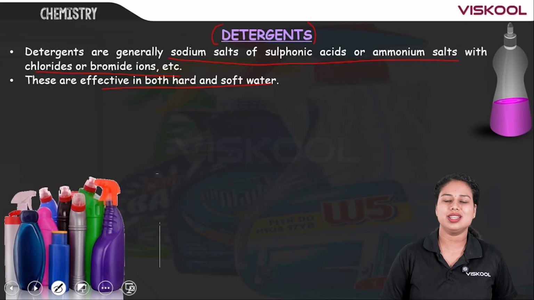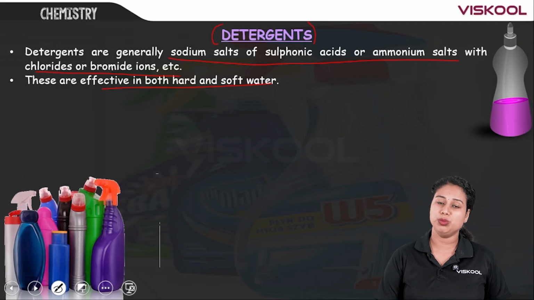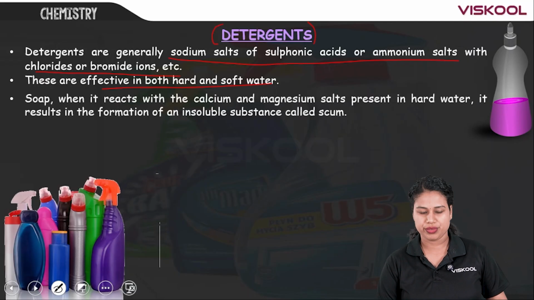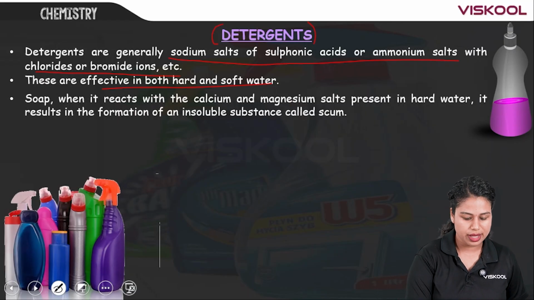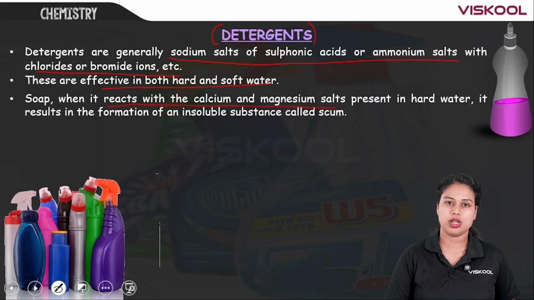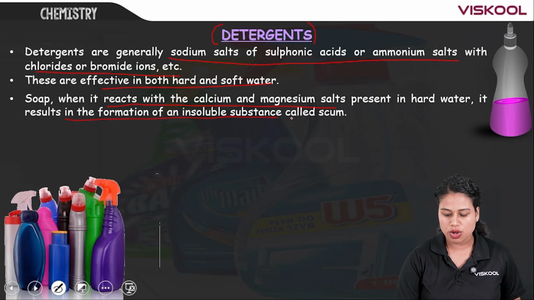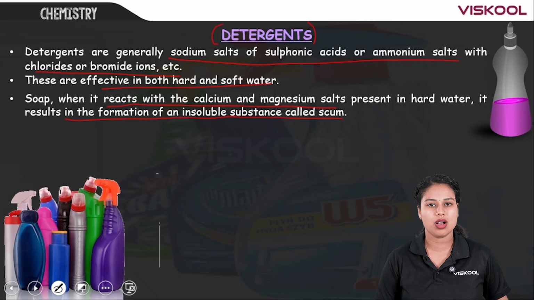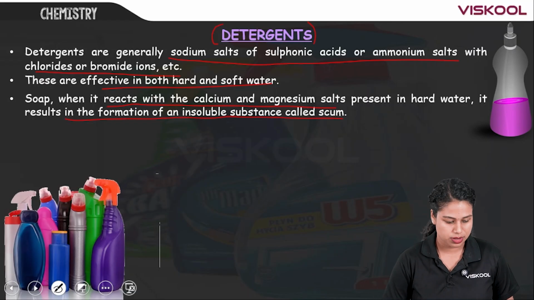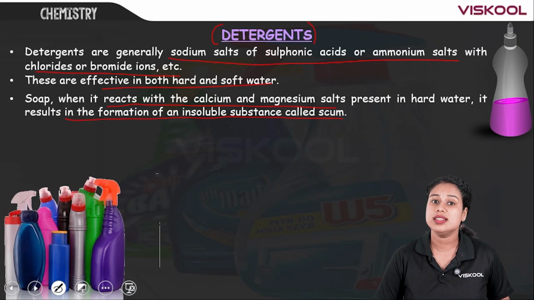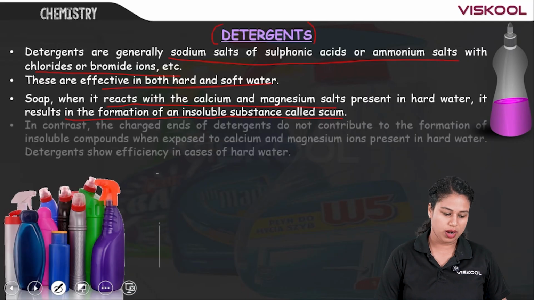But even though detergents are very effective in both hard water and soft water, soap, when it reacts with the calcium and magnesium salts present in hard water, results in the formation of an insoluble substance called scum. Isn't it? It results in the formation of an insoluble substance that can be called scum.